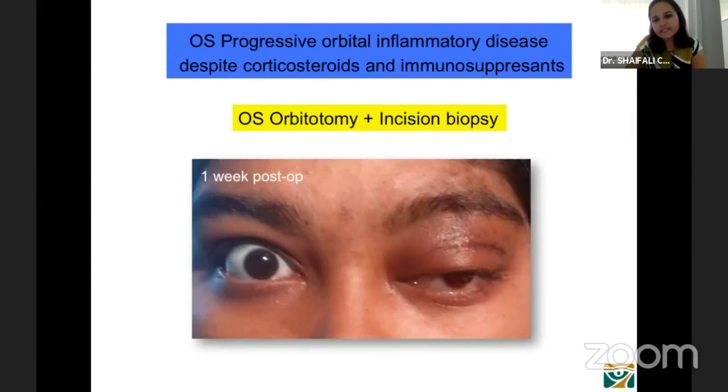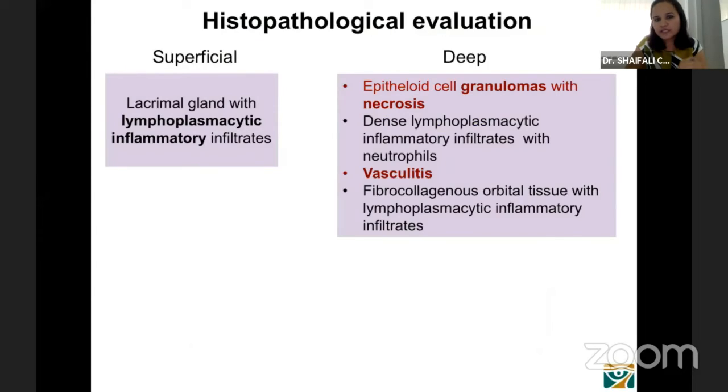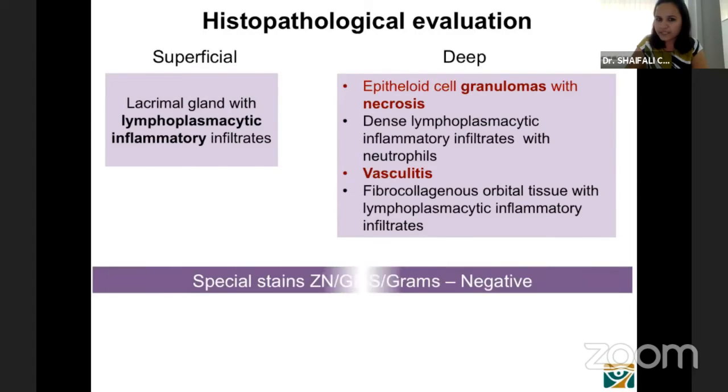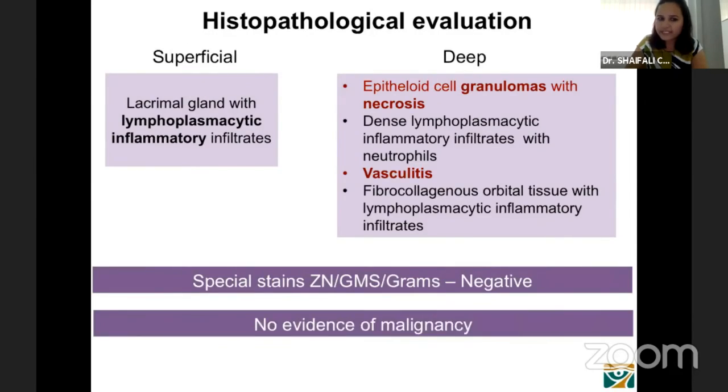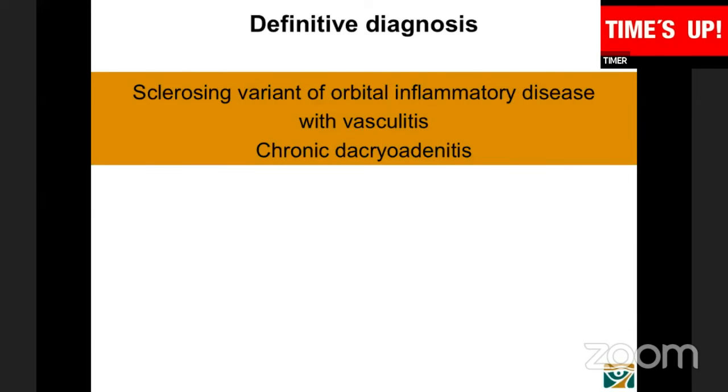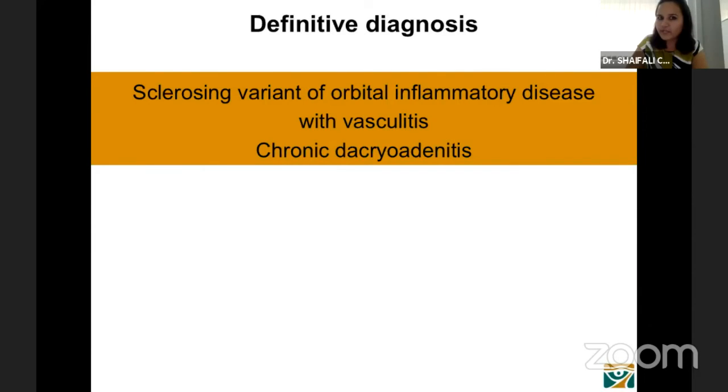So we went ahead with an incision biopsy and took the biopsy from the superficial, deep and the deepest lesions, which showed epithelioid cell granulomas with necrosis and vasculitis. The special stains were negative, and there was no malignancy. So we were dealing here with sclerosing disease with vasculitis and chronic inflammation.